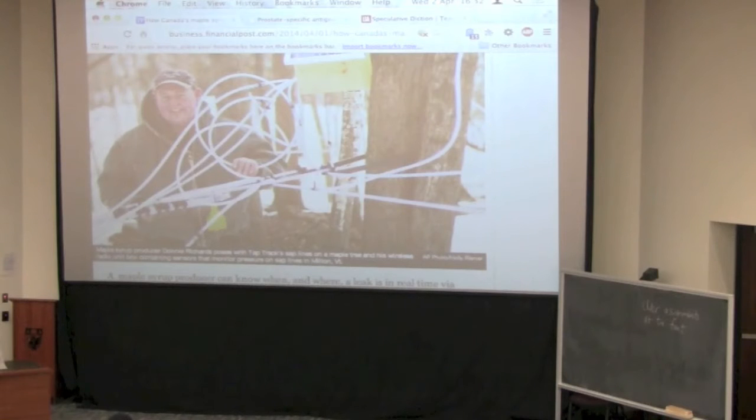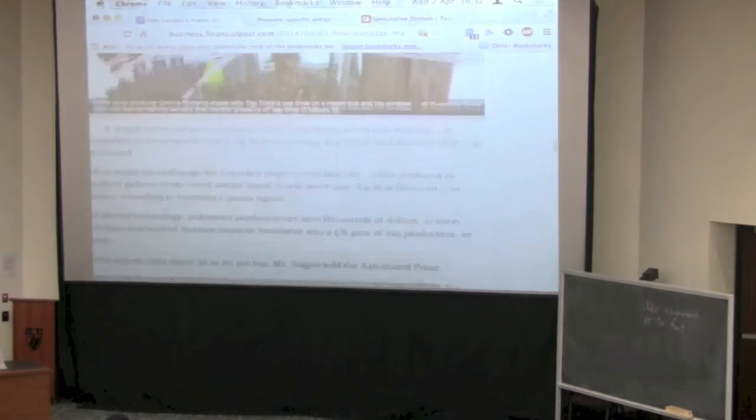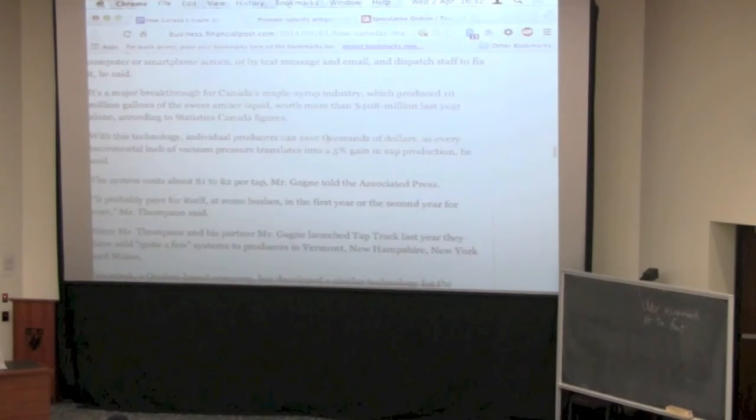So what this company has done is that they've put various pressure sensors along the tubing, and they monitor the pressure along the pipe and watch for any abnormal pressure drop. And the key thing that's novel here is the wireless transmission of the sensor information. If you read the article further, I'll post it on the website. They're monitoring vacuum pressure. There's a tremendous economic gain if they can pick up that pressure. It's a very simple system to monitor, and then it sends out a real-time text message or an email when it detects an abnormality.